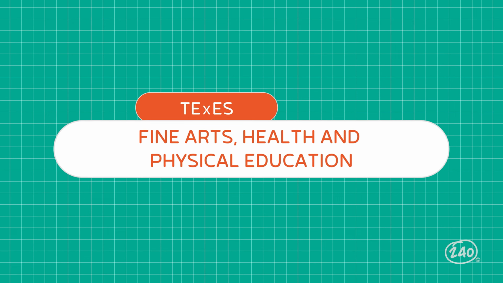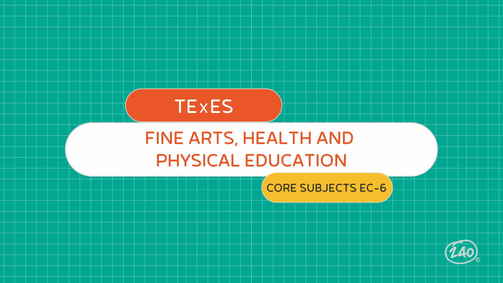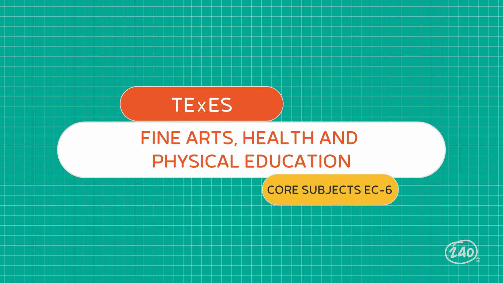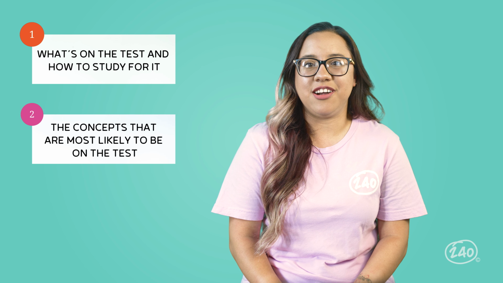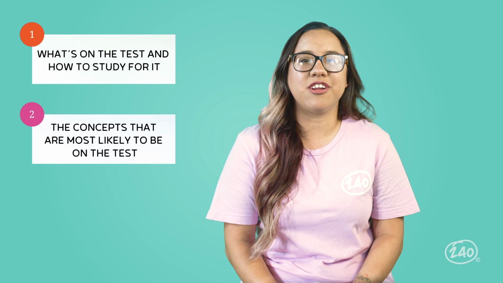This video is going to prepare you for the Core Subjects EC through 6 Fine Arts, Health, and Physical Education subtest. And this video is going to cover 3 things: what's on the test and how to study for it, the most likely concepts that will be on the test, and we're going to look at a few practice questions. There is a lot to cover, so let's get started.